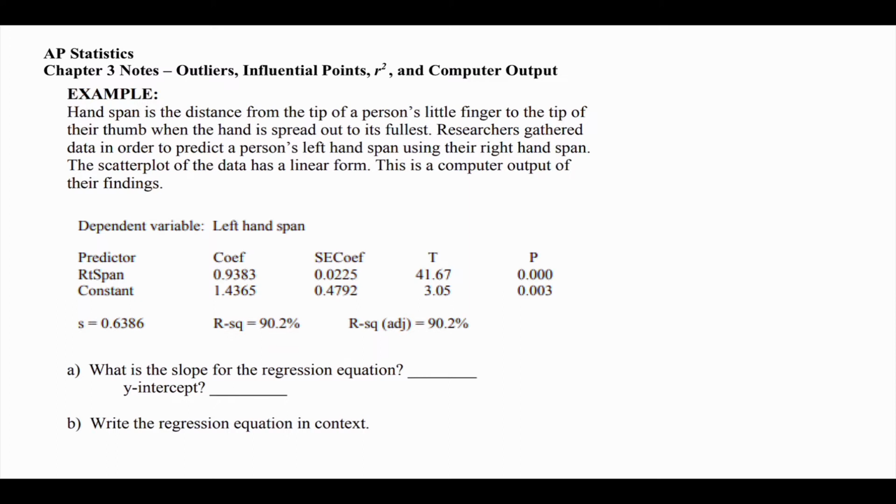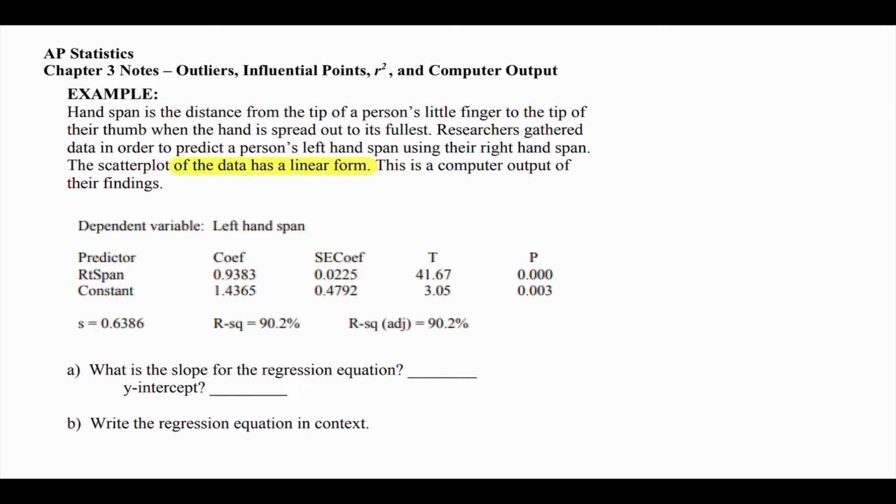So the scatter plot of the data has a linear form. Okay, so it's a linear relationship. We know that. And this is the computer output. They give us all the information that we need, it's just kind of hidden. The first thing is the linear form. So if we're interpreting R, we would say linear relationship or linear association or linear correlation, right? That's that.